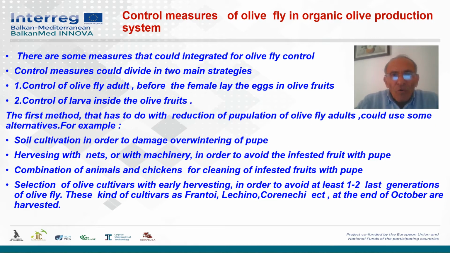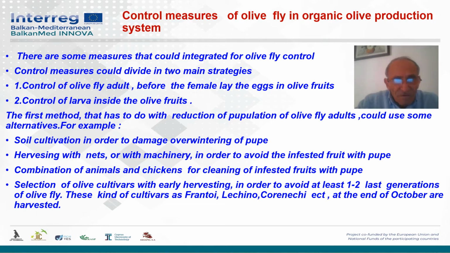Control measures of olive fly in the organic olive production system. There are some measures that could be integrated for olive fly control. Control measures could be divided into two main strategies. The first, control of olive fly adults before the females lay eggs in the olive fruits. The second, control of the larvae inside the olive fruits.